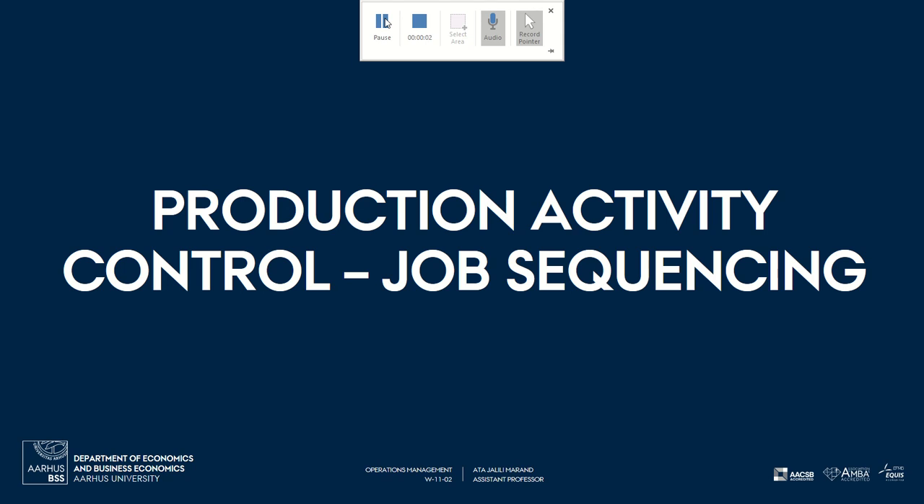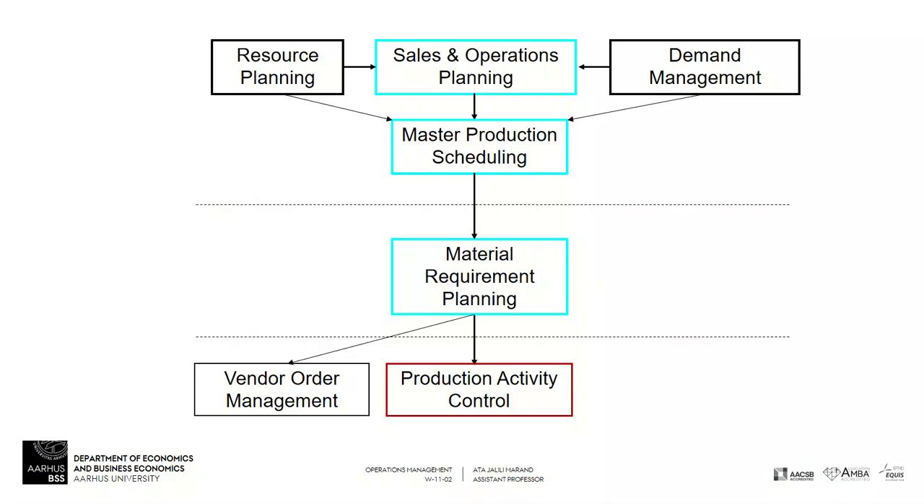Next topic that I want to talk about is production activity control, and specifically it is about job sequencing. So again, if we take a look at this figure, we can see that now we are moving further down to production activity control, which is more about execution of different tasks rather than doing the planning. So here we want to control the activities that are done in the production.